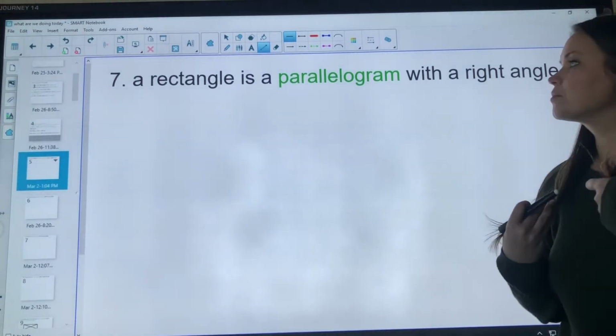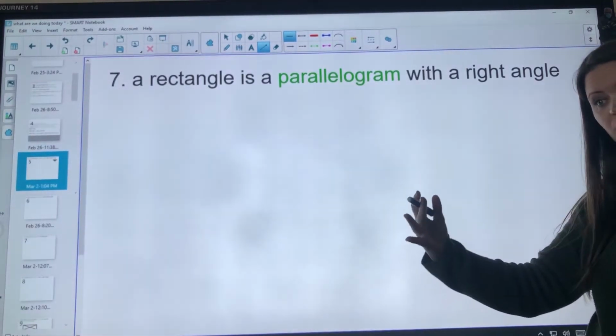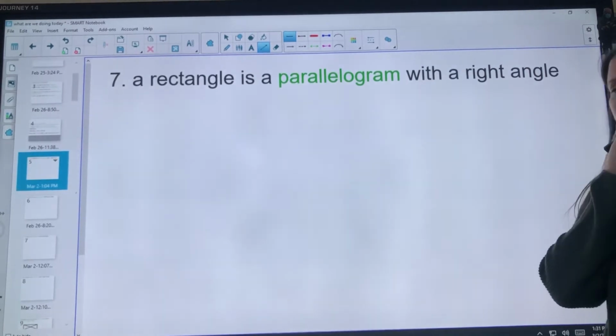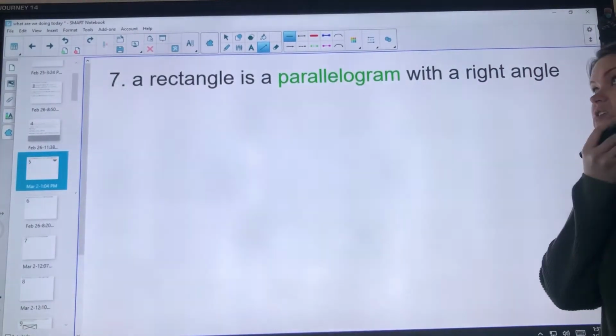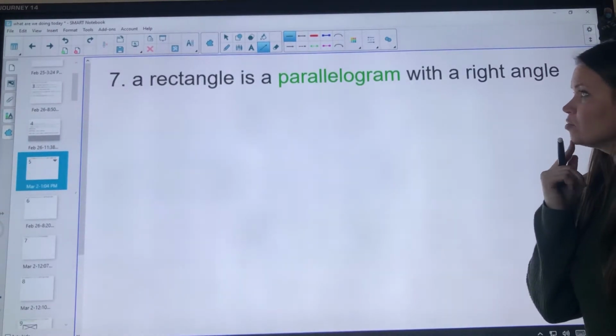Hello friends, make sure you write down these properties because you can't move on without basically proving to me that you took notes. 13 properties is way too much to remember, so write these all down. They're kind of review from 7th grade, but I'm sure you remember the struggle.